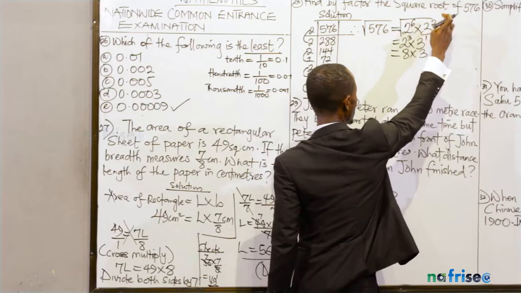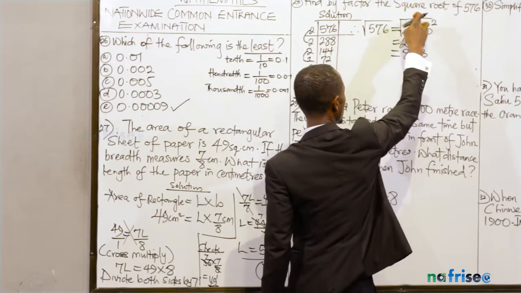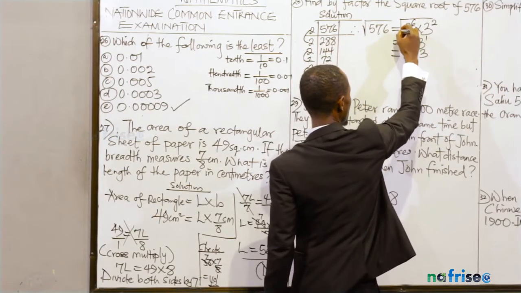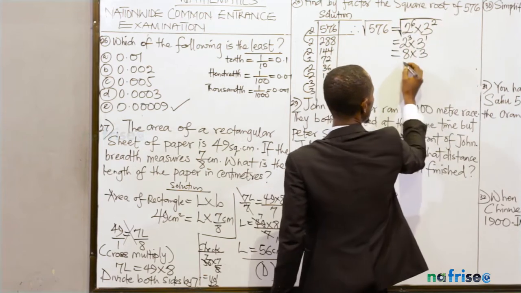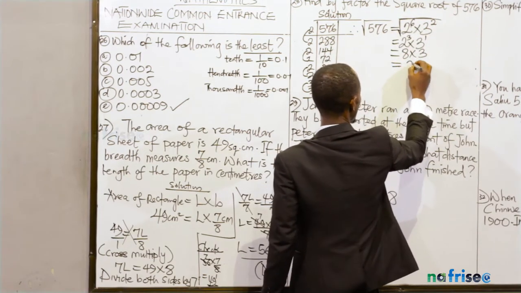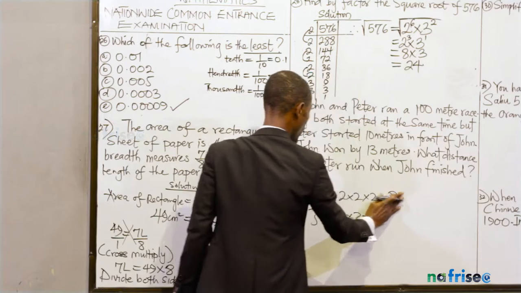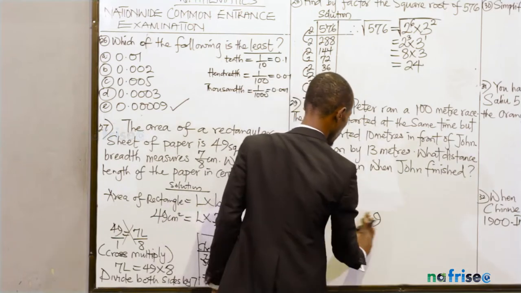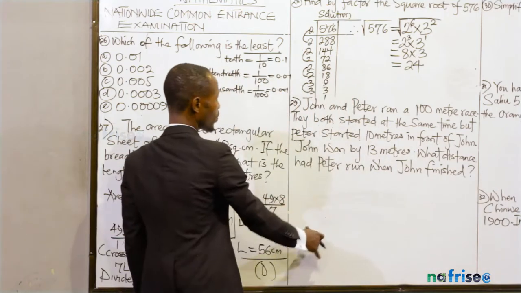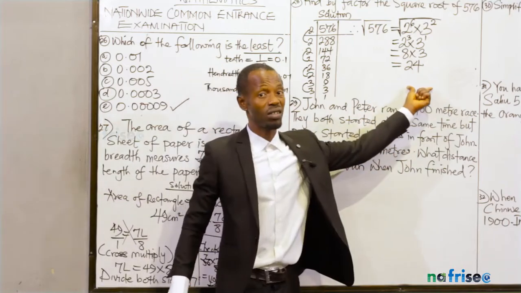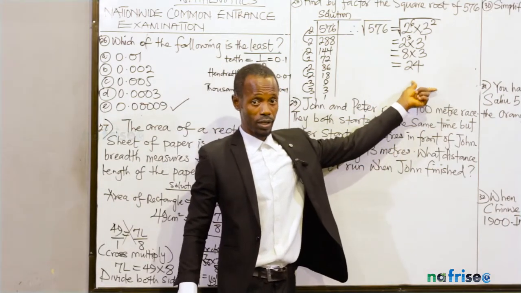Remember, this power would divide to give us 1. This power would divide to give us 3 because of the root sign. Now that the root sign is gone, you cannot tell them that the answer is what? 24. It is 24 times 24 that will give you what? 576.